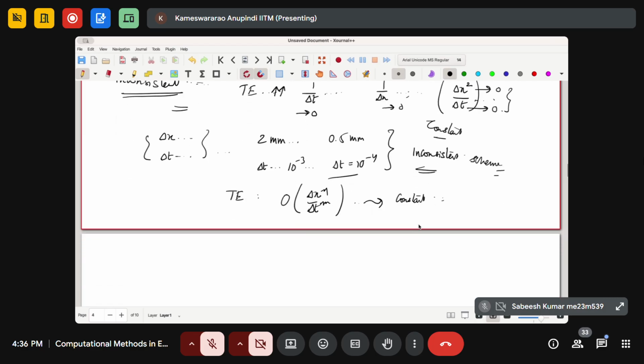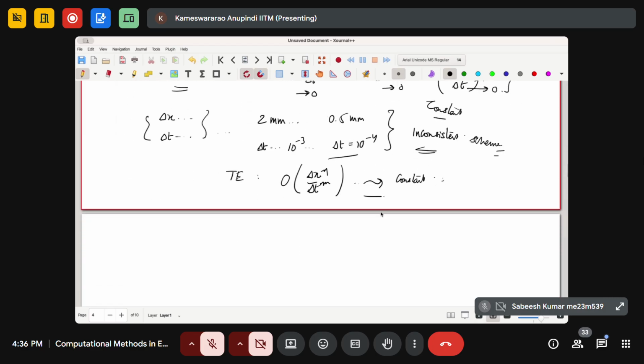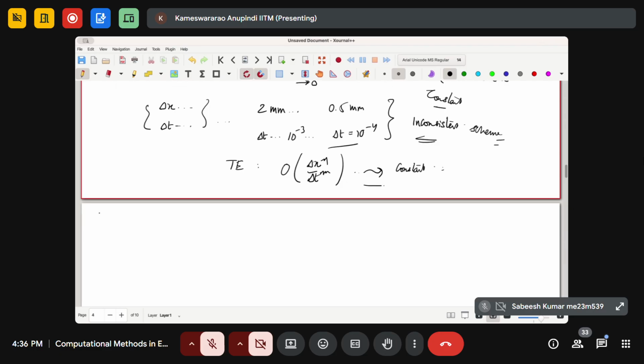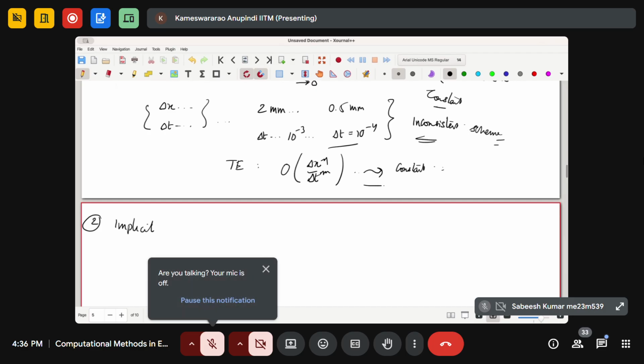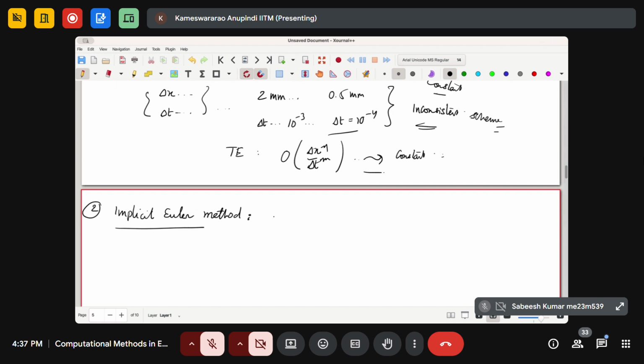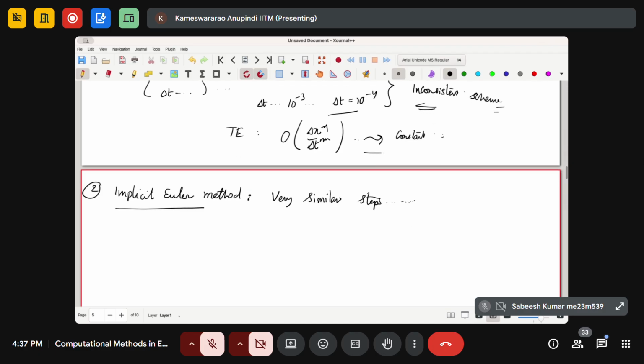Okay, fine. All right. So then let's move on to the other method. The other method is the implicit Euler method. But then it will follow very similar steps. So I'm not going to do this. You can try to do this later during your free time.